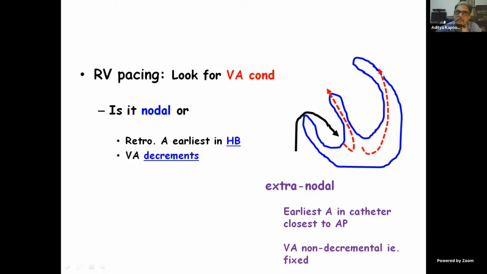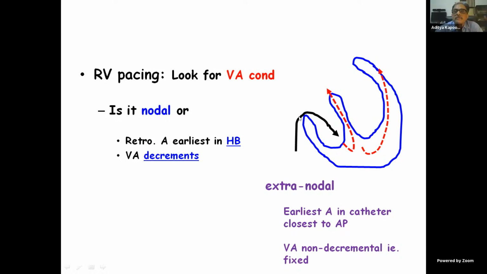Kevor, where is the PGRT pathway usually inserted? At the AV node, sir? Usually it's close to the CS os, the posteroseptal area, but it can be anywhere. Usually close to the CS os, the ostium of the coronary sinus. So PGRT is one example of a decrementally conducting accessory pathway. They can be anywhere, but the most common is in the posteroseptal area.